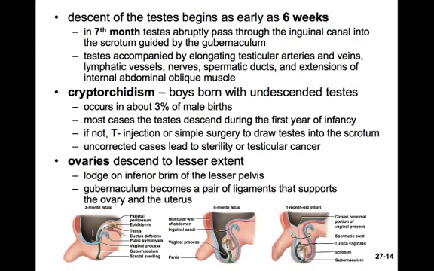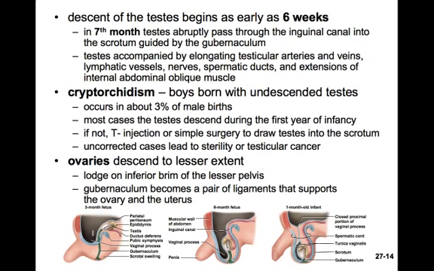During the 7th month, the testes abruptly pass through the inguinal canal into the scrotum, guided by the gabernaculum. So literally, the gabernaculum, this ligament, is pulling the testes down towards the scrotum. The testes are moving down through the inguinal canal with the testicular arteries and veins, the lymphatic vessels, the nerves, all the ducts that supply them, and extensions of internal abdominal oblique muscles.